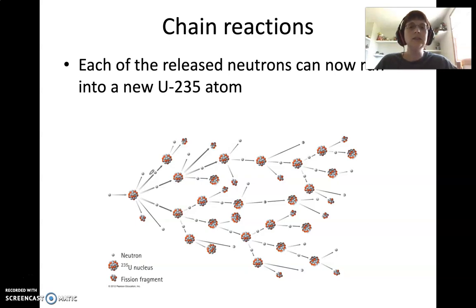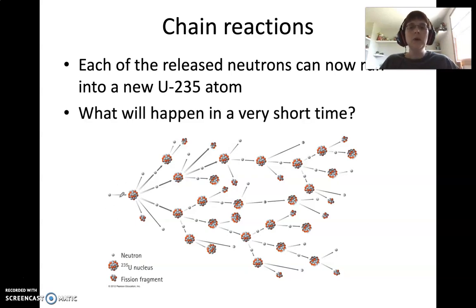All right, and you can see that this is just going to expand farther and farther out. And so you get more and more of the reaction going out from just that one initial hit at the beginning. And so what will happen in a very short time, you will get lots of these neutrons flying around, hitting uranium-235 atoms, releasing that amount of energy, and you'll get a huge amount of energy released in your reaction chamber.